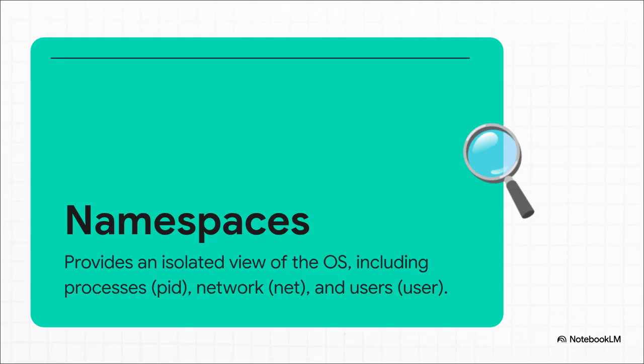Okay, the first piece of the puzzle is something called namespaces. The best way to think about this is that it gives each container its own set of blinders. A process running inside a container can only see other processes in the same namespace. It gets its own private view of the network, the file system, and users, all of which creates this perfect illusion that it's a dedicated machine.